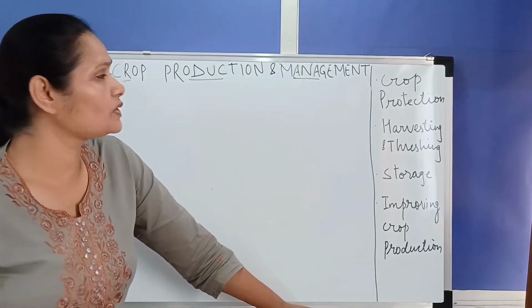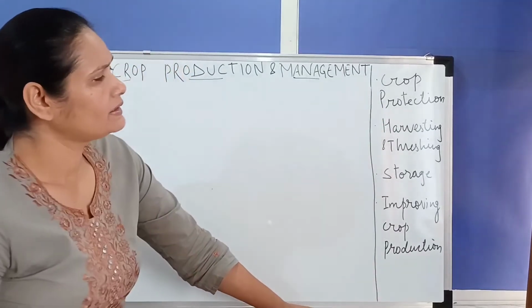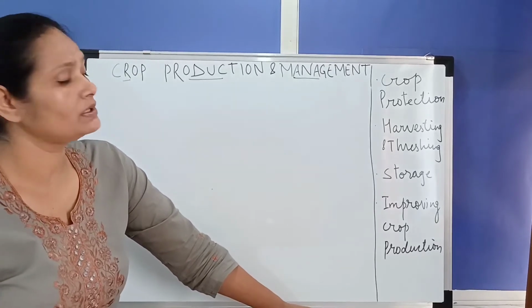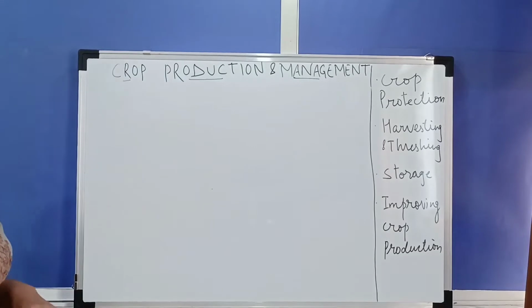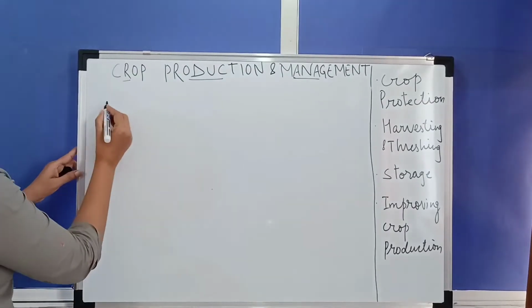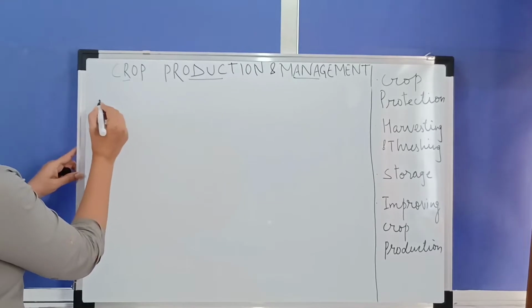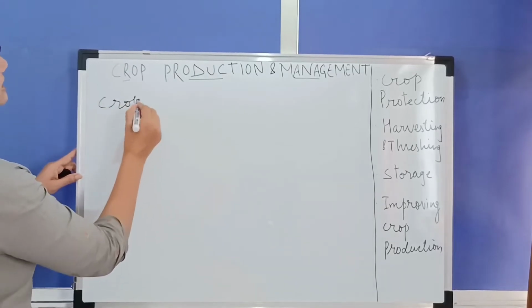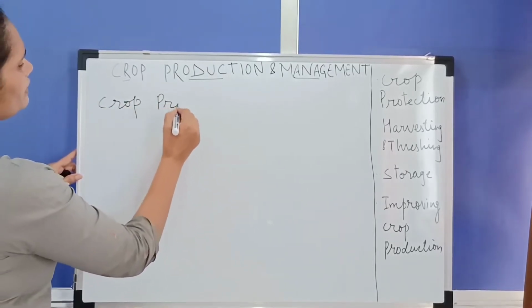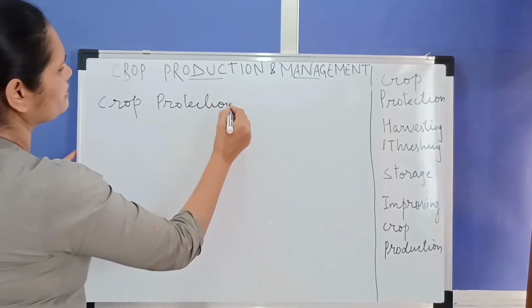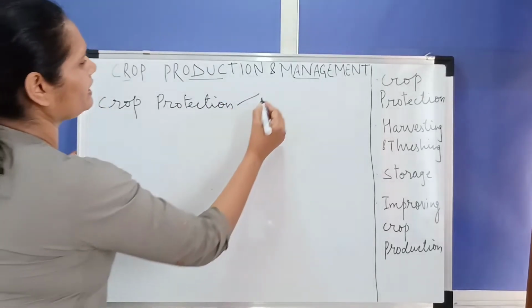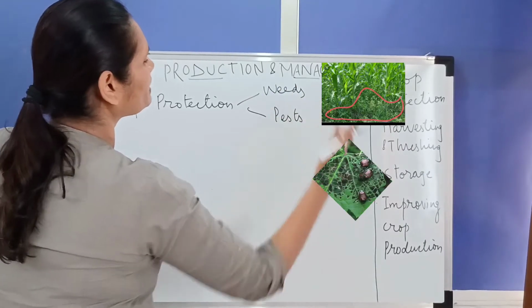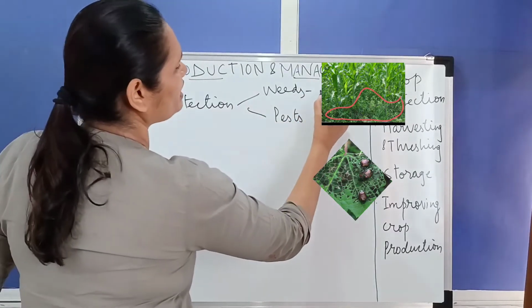Now in today's class I'm going to talk about crop protection, then harvesting and threshing, storage and improving crop production. When I say crop protection, the crops need to be protected majorly from two things: weeds and pests. Now what are weeds? They are unwanted plants.